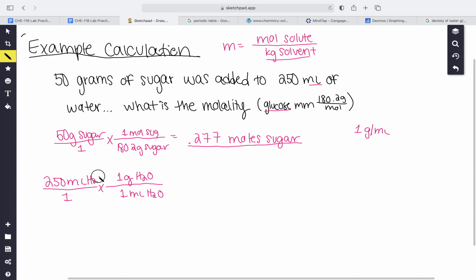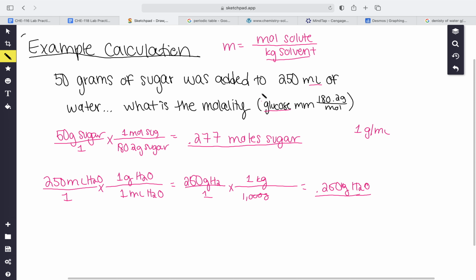This is also H2O. So we can cancel out our milliliters, and we get 250 grams of H2O. Now to do one more conversion to get that into kilograms. In 1 kilogram, there is 1,000 grams. So we're going to divide it by 1,000, which we will get 0.250 grams of water. Oh, not grams, kilograms.